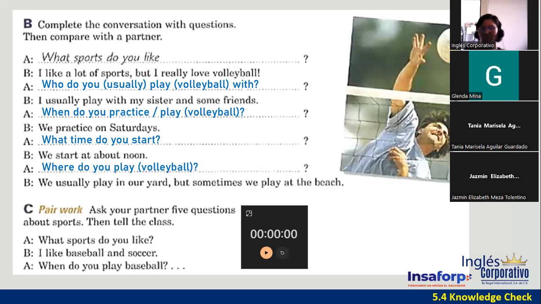Very good. Good job, girls. Thank you. Vamos ahora con Tania y Jenny Marisol. Tania, ayúdame con letter B y Jenny Marisol, ayúdame con letter A.